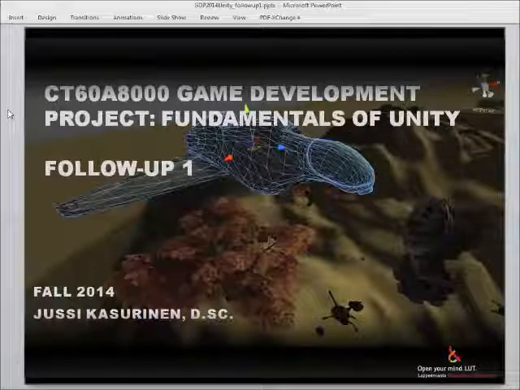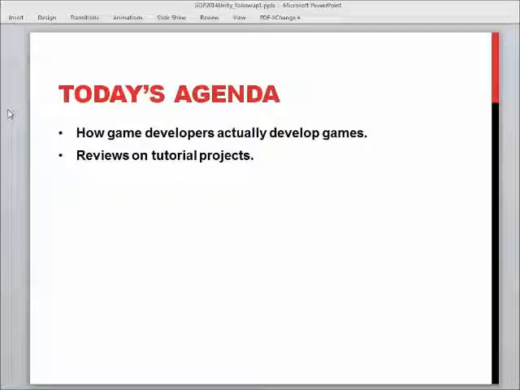Anyway, today's agenda on this course is simple. I first want to remind for the record about how to complete this course and then go actually quite quickly into the topic of today. So how game developing companies actually work.